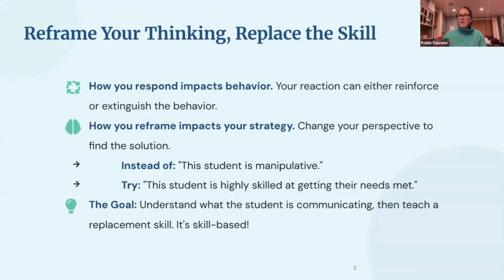We want to make sure that we are supporting our teams and our parents and the people around us who are especially dealing with behavior over and over and over again, to change their perspectives. Our example here: instead of saying this student is manipulative, what we want to say is this student is highly skilled at getting their needs met. And so can we turn that positive into a launching point to have more effective, appropriate, expected communication going forward? So, understanding what the student is communicating, teaching the replacement skill, etc.